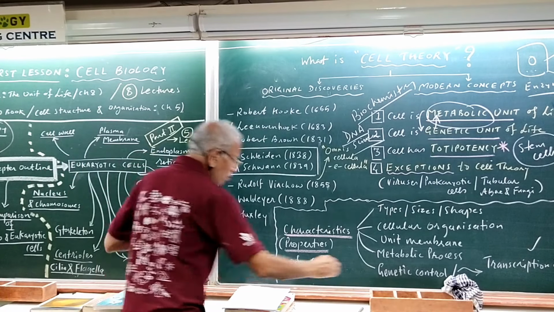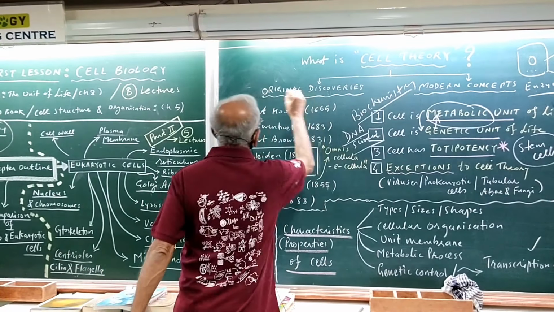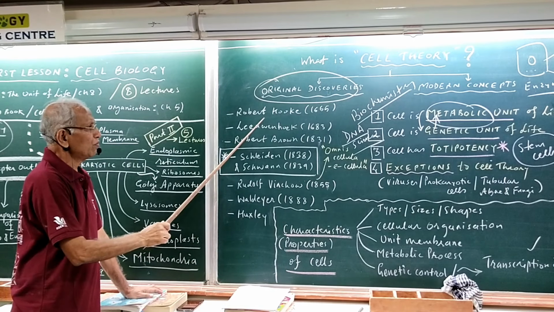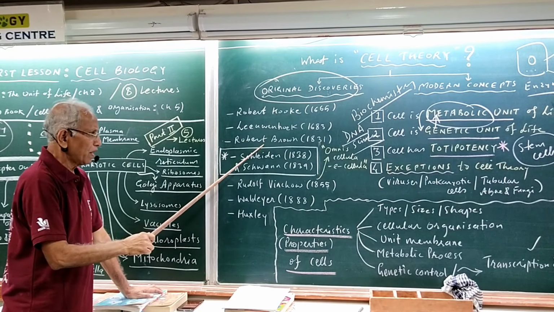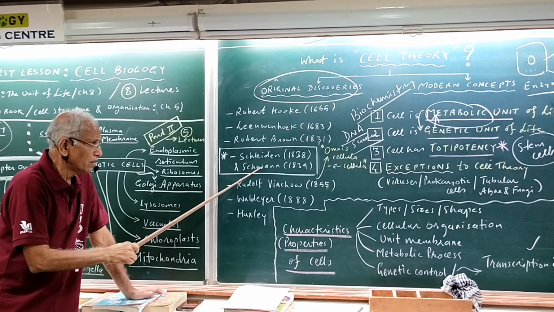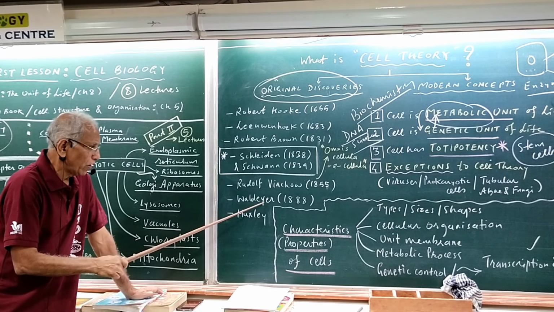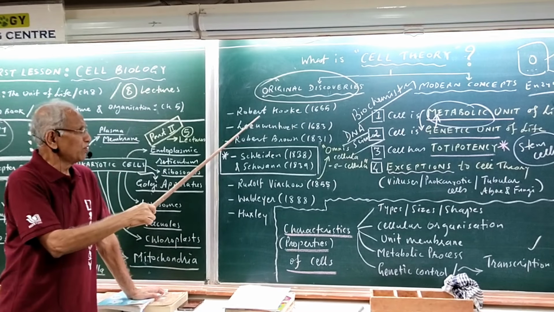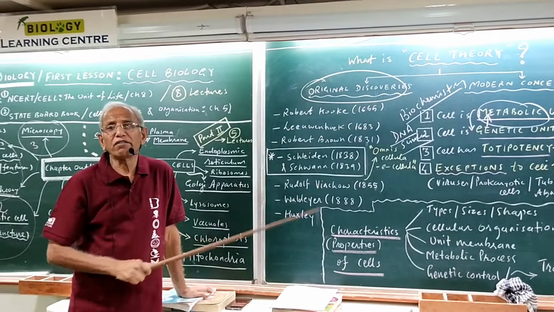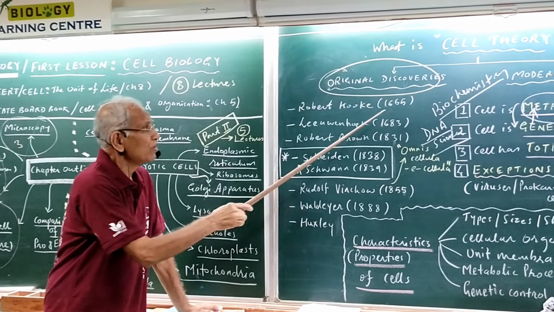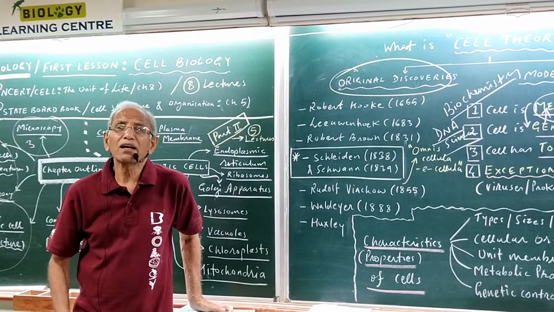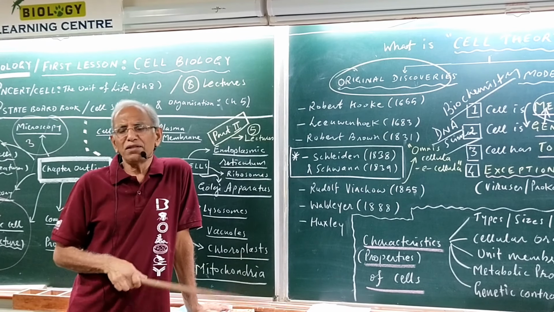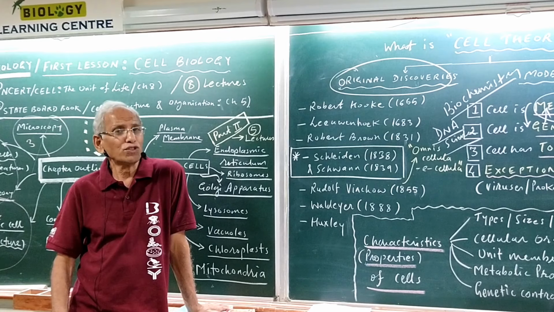So I am talking now about the original discoveries. Great people like Robert Hooke, Leeuwenhoek, Robert Brown, Schleiden and Schwann, Rudolf Virchow, Valdier, Huxley, and many more. Robert Hooke, 1665. Imagine the time, 350 years back. My God, that was quite old time. I mean, the world was very different those days.